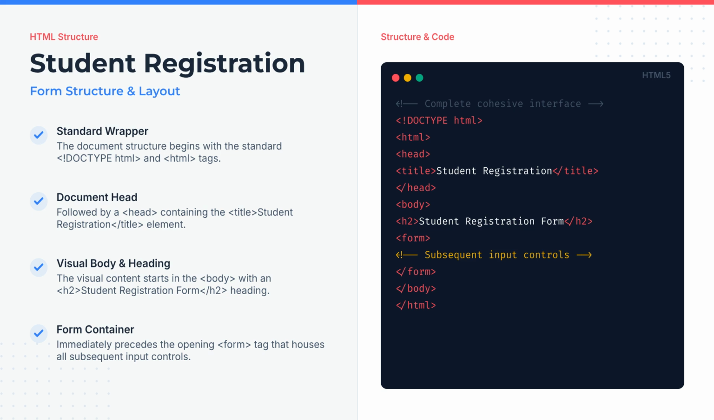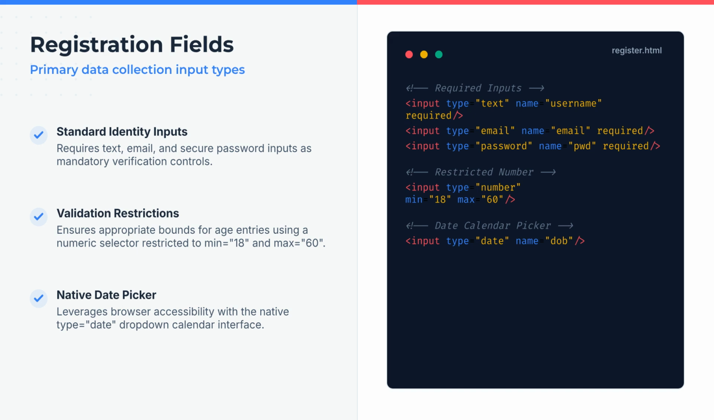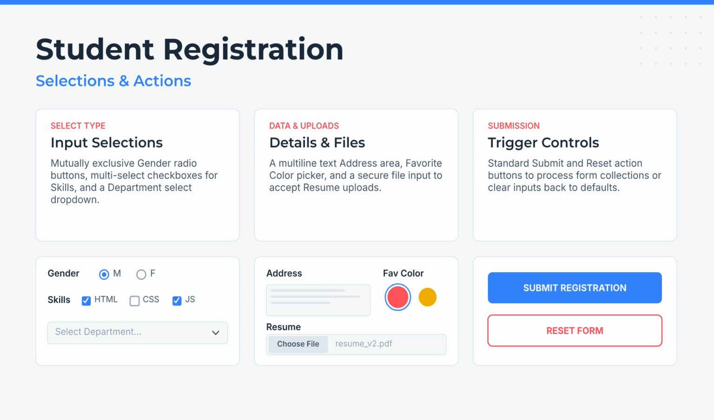It begins with a standard document structure, moving from the doctype and HTML tags into the head, followed by the body and the form container. In this registration form, we implement primary data collection. We use required fields for identity, a numeric selector with defined bounds, and a native date picker for the calendar interface. Our registration form design incorporates various selections and actions.